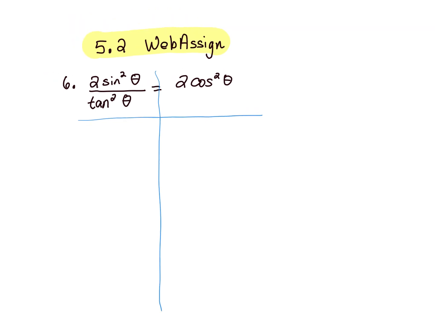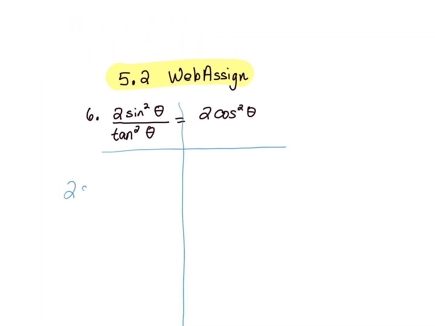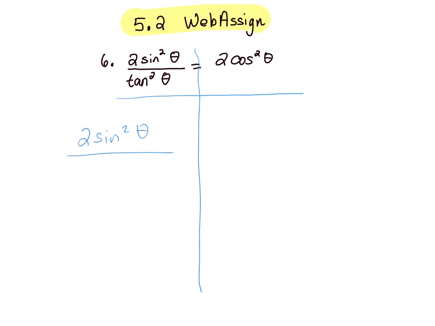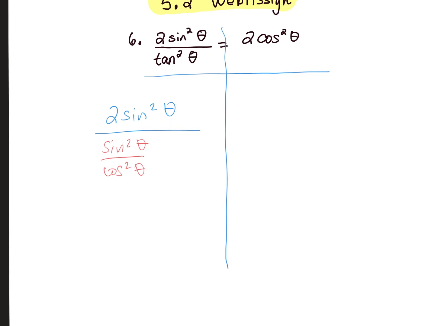So I'm going to keep 2 sine squared theta in the numerator. And what am I going to change tangent to? Sine squared over cosine squared. Why did I start on the left-hand side? Because it's the more complicated one. I should have said that at the beginning. Sorry. So now, do you agree with me? I have a fraction divided by a fraction?